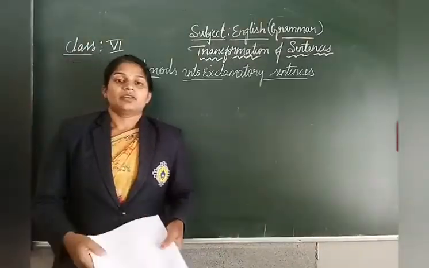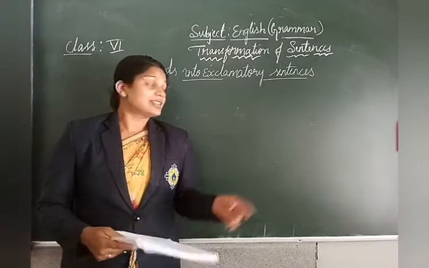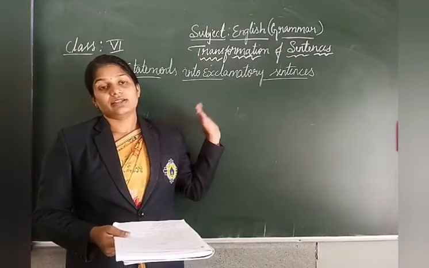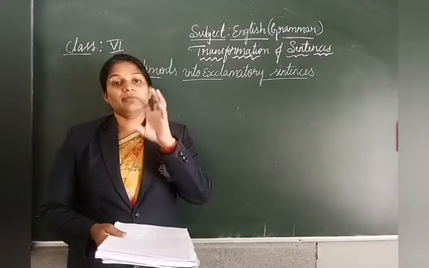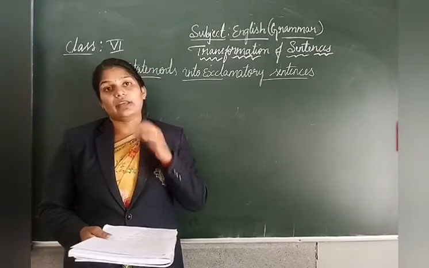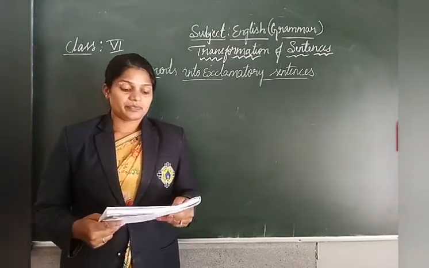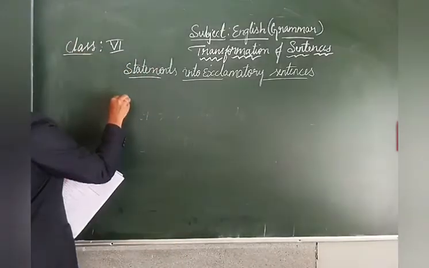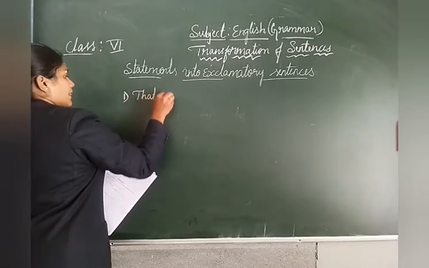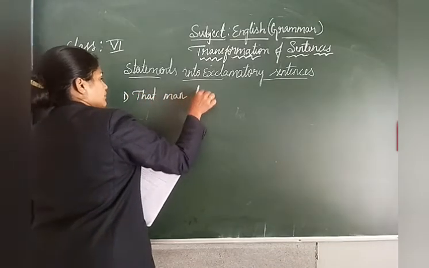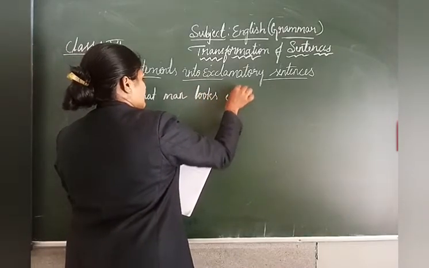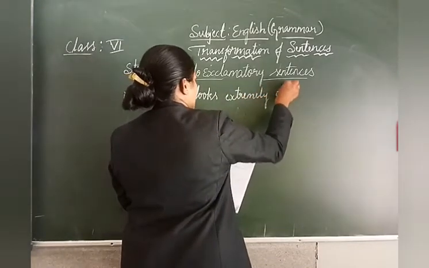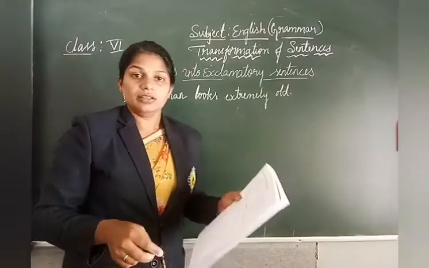So students, shall we see how to change the statements into exclamatory sentences? While changing statements into exclamatory sentences, we have to keep some points in mind. What are the points we have to keep in mind? See, for example, that man looks extremely old. Extremely old means a very old man.